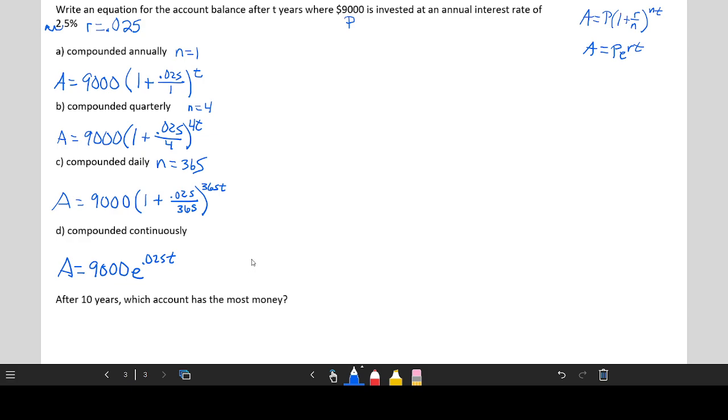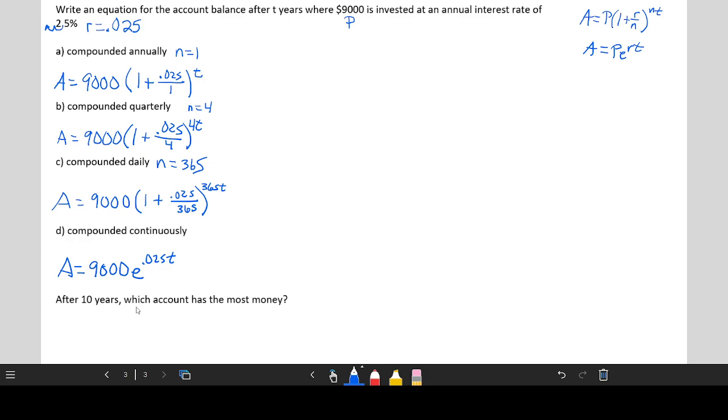If you plug a number in for t and you have a scientific or graphing calculator, you should be able to just type in everything as is, as long as you put the parentheses in the right place. And you might have to put parentheses around your 365 times whatever t is, depending on your calculator. But if you get all your parentheses in the right place, it should do the order of operations for you.